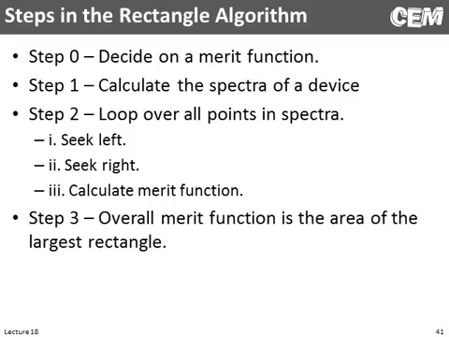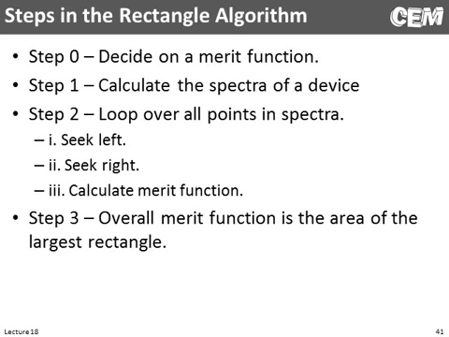Then once we have that, we loop through the spectrum and we look at each point in the spectra, and what we'll do is we'll seek left and we'll seek right to find the left and right edges of a rectangle. Then based on how deep that rectangle is and how wide it is, we can multiply those two things, or calculate the area of that rectangle, and that's the merit function. And we do that for every point in the spectrum. So our overall merit function for that device will be the area of the rectangle that was largest of all the rectangles that we experimented with. So this is really just a clever way of fitting the largest rectangle under this reflection curve.